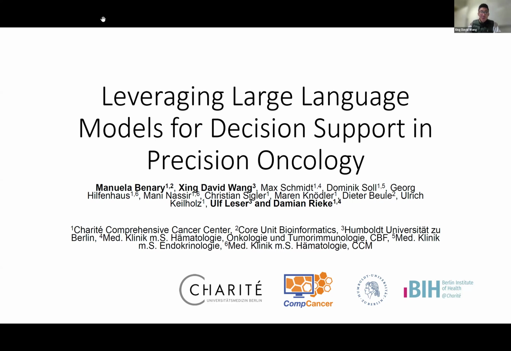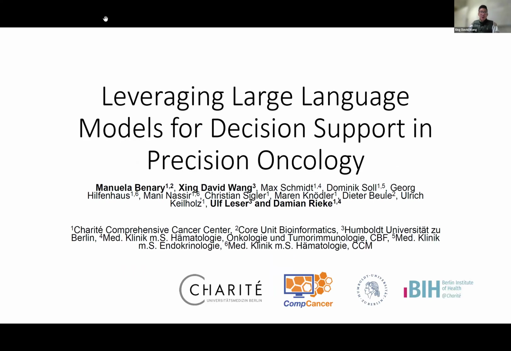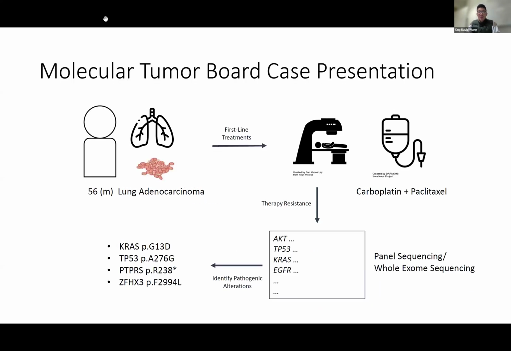Today I want to give you a little overview about our recent paper, leveraging large language models for decision support in precision oncology. As Manuela already told you, this is a joint work with the Charité Comprehensive Cancer Center. First, I will give you a little introduction to molecular tumor boards, which I think you are all familiar with, just so that we are all on the same page.